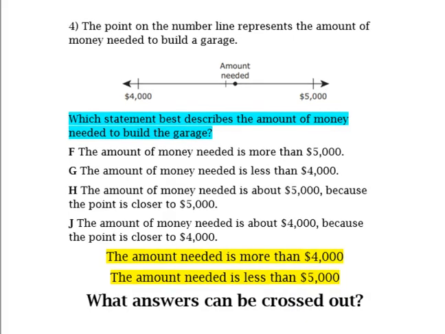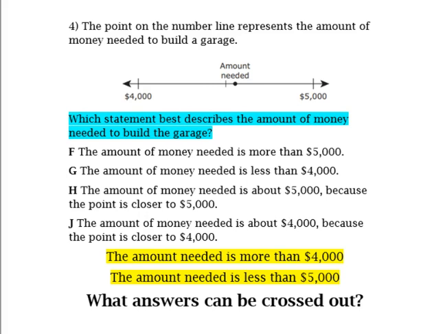In looking at our answer choices based on that information, are there any answers that we can cross out? Okay, let's take a look. So F says the amount of money needed is more than 5,000. So let's look at the highlighted information in yellow. Well, no, what we said is that the amount needed is more than 4,000. I apologize. Let me say it again. The amount needed is more than 4,000.